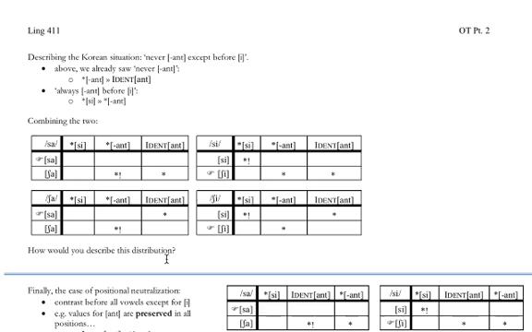Well, it's complementary distribution. This is allophony, where coronal fricatives are predictably plus anterior, except before a high front vowel where they're predictably minus anterior. Right? That's complementary distribution. That's allophonic variation.